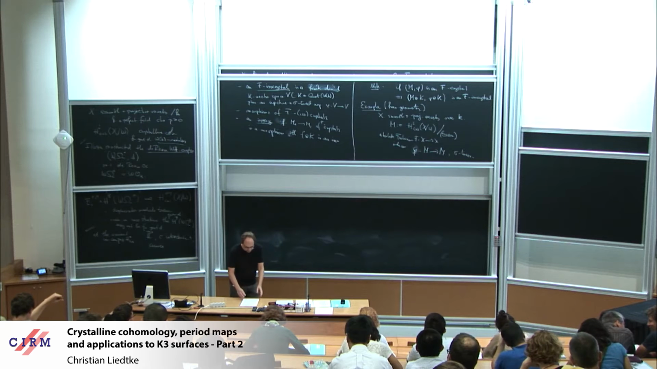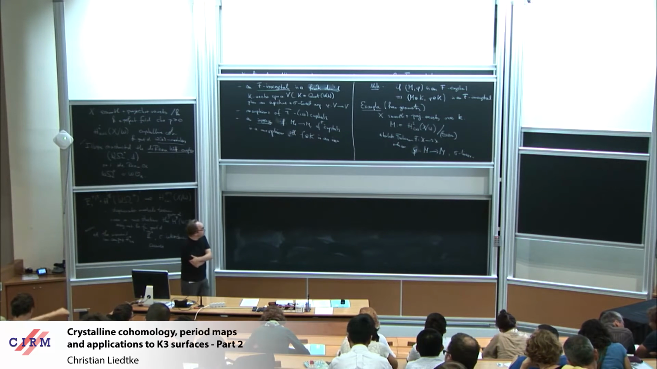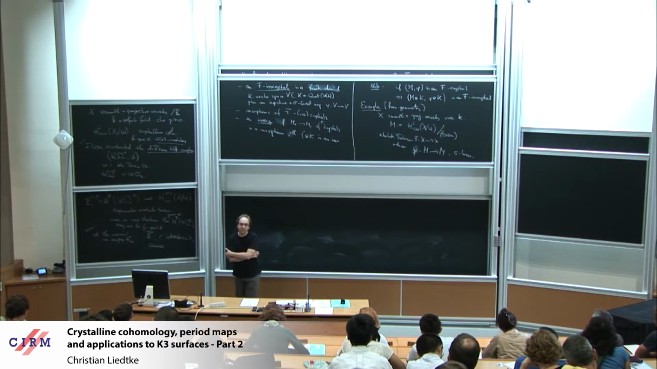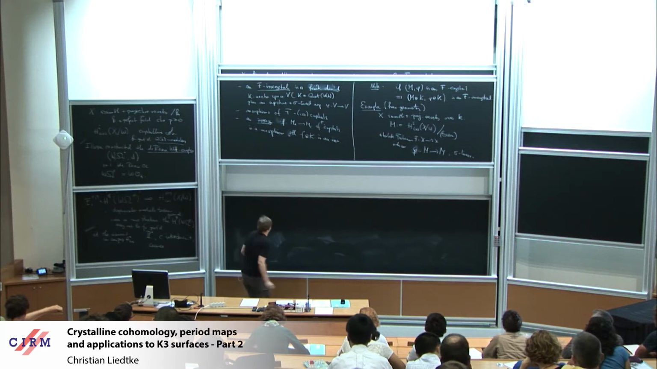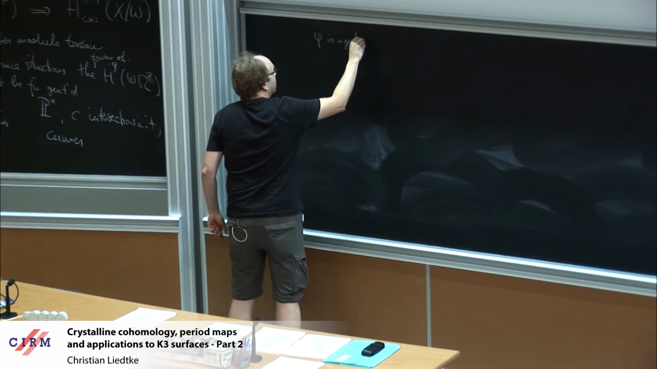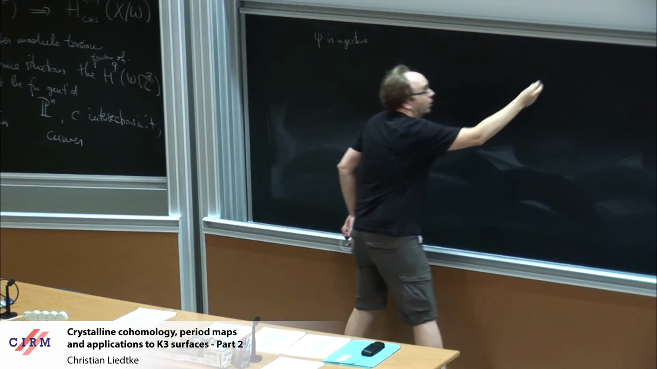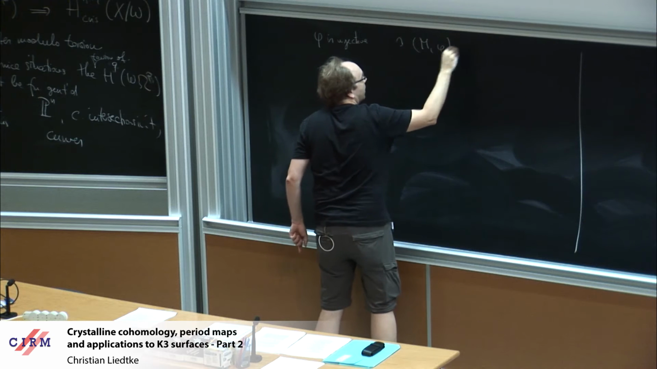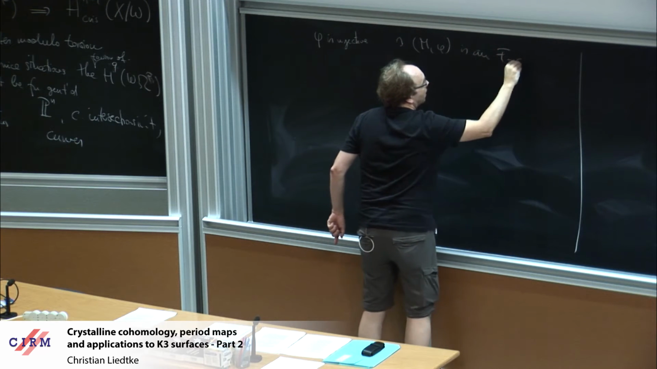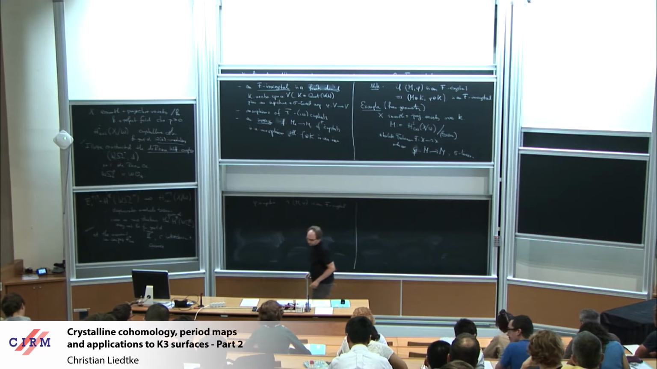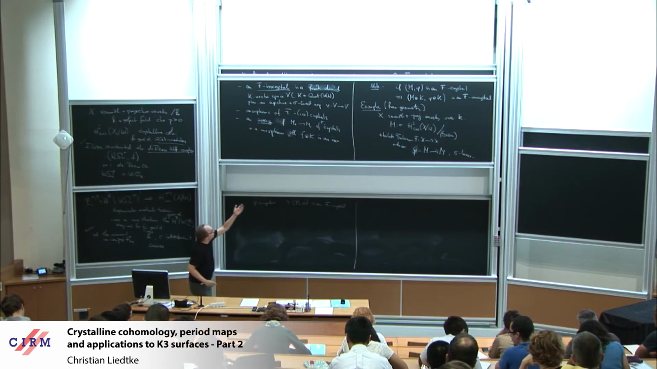And maybe I should say something. To prove injectivity, you can, for example, use Poincaré duality. So phi is injective, but I haven't explained to you why. So this (M, phi) is an F-crystal. So this is a way to produce crystals out of geometry.